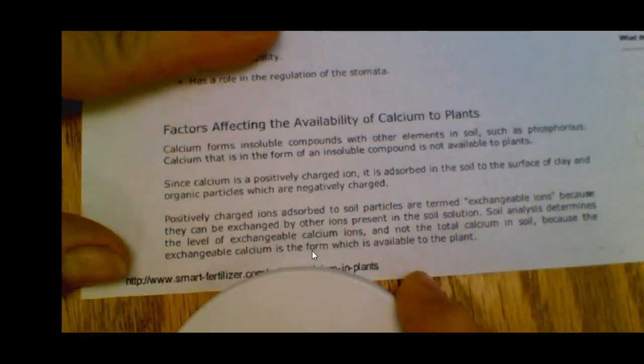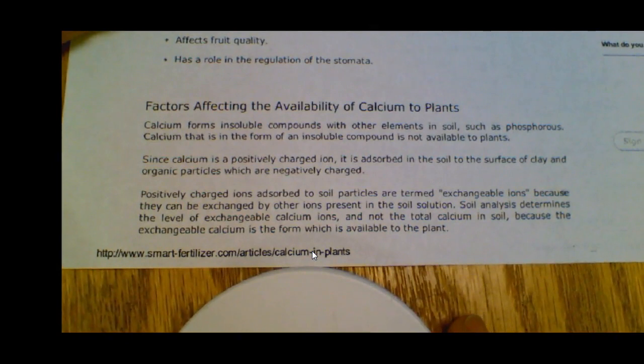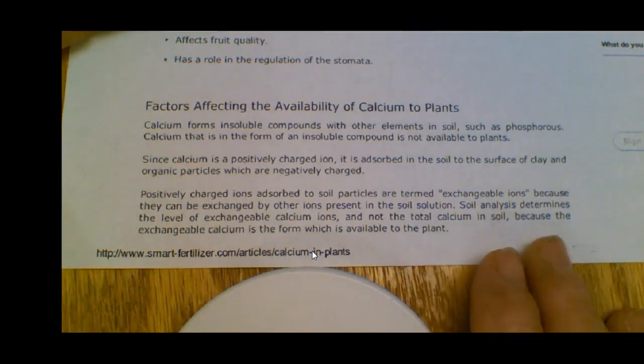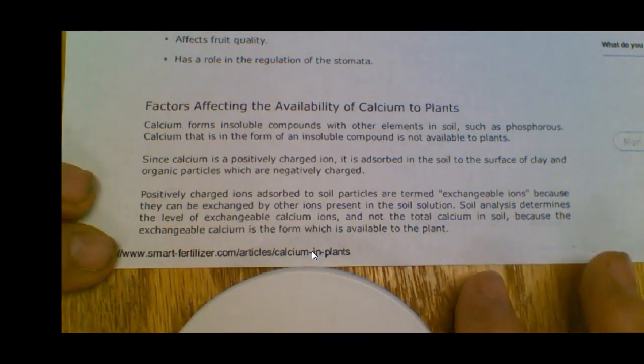So let's look at what are some of the factors that affect whether calcium is available to plants. The main thing is that calcium can form insoluble compounds, so calcium phosphate. So basically that's not available to the plant, so it can't take it up. And because calcium is positively charged, it can be adsorbed in the soil to the surface of the clay and organic particles which are negatively charged, so it can be relatively unavailable there too.